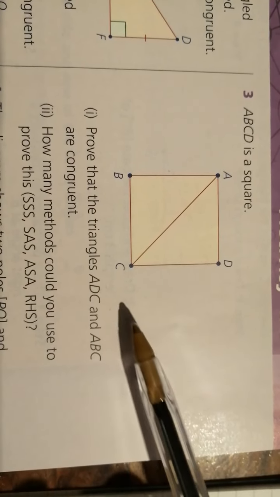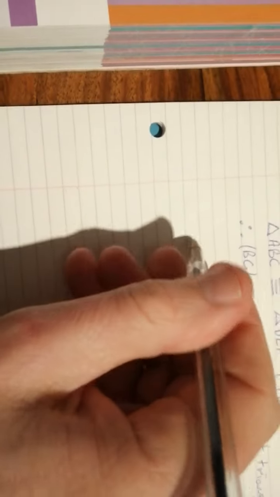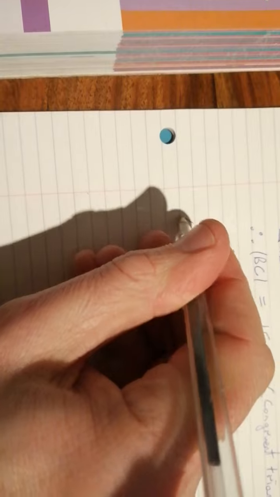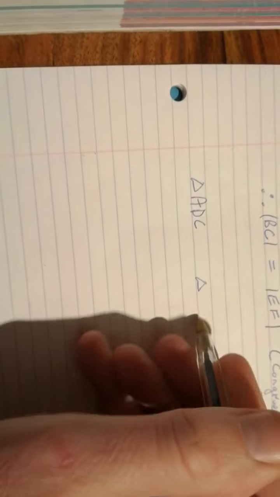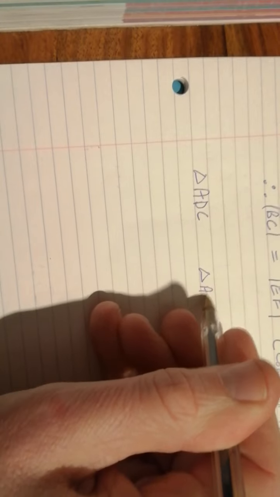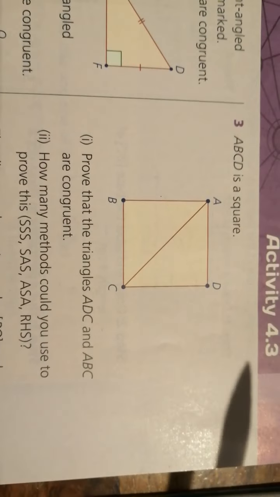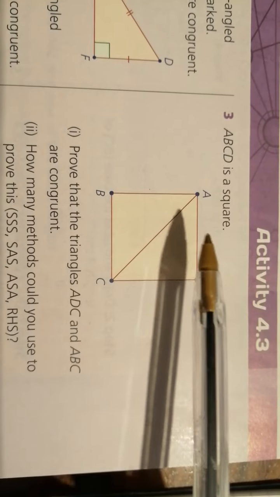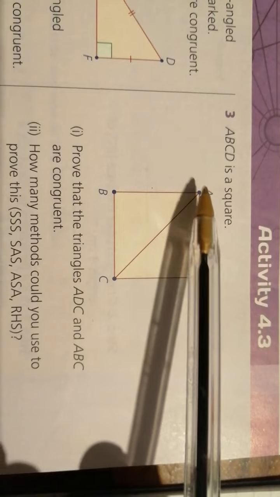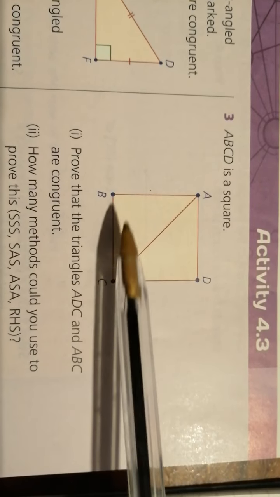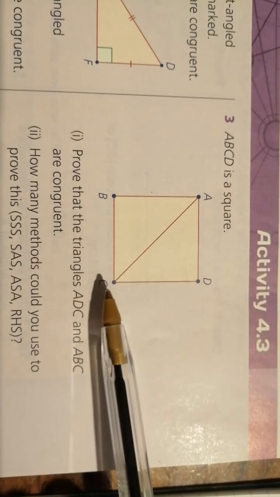So since the triangles are ADC and ABC, I'm just going to write them down first again. So triangle ADC and triangle ABC. Here are my two triangles. And I said I'm going to use SSS. So the first thing I'm going to do is, for the triangle ADC, I'm going to say the side AD is equal in length to the side BC.